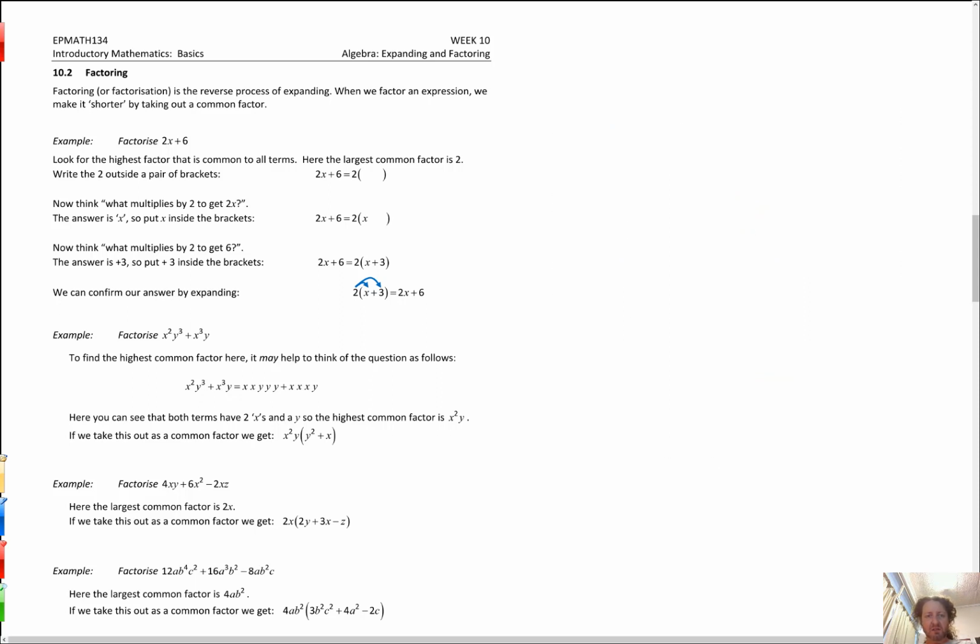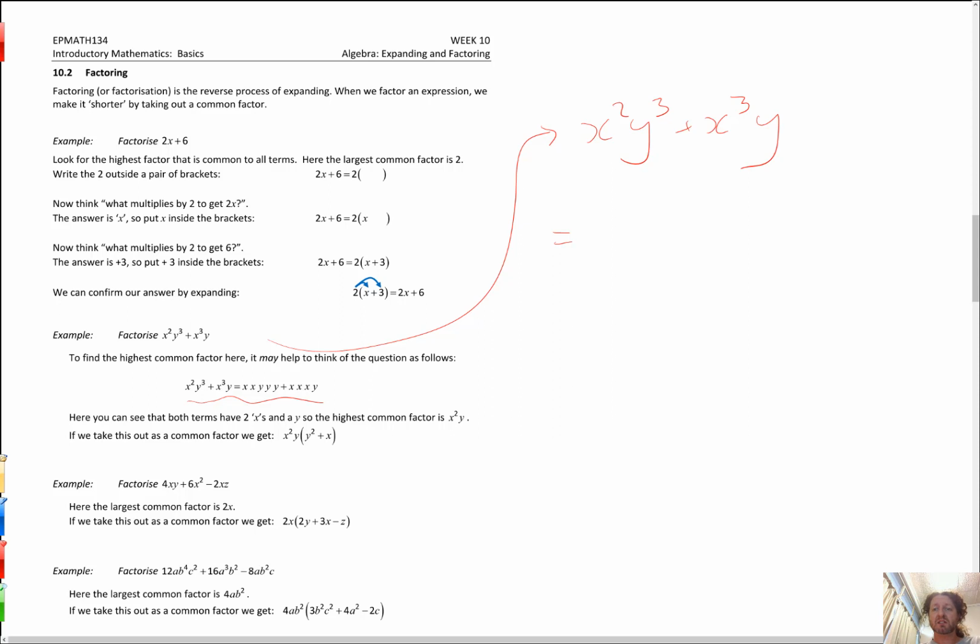So, let's look at this one down here. We've got ourselves an x squared y cubed plus x cubed y. Again, this is what I said before, the way I picture it. I picture x squared as xx and y cubed as yyy. So I can see I've got 2 x's here and 3 y's here, and 3 x's here and only 1 y here.